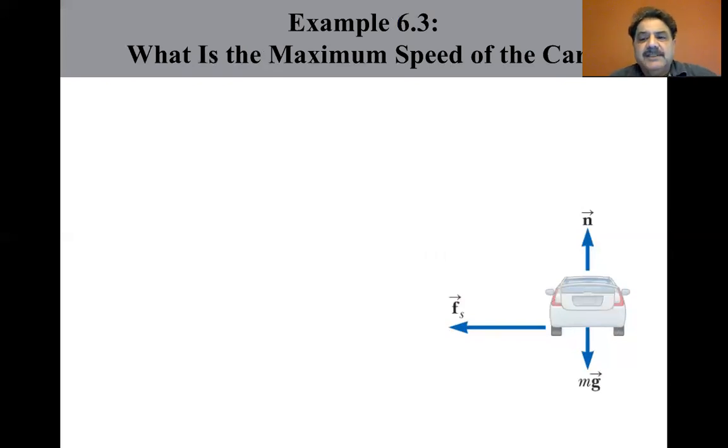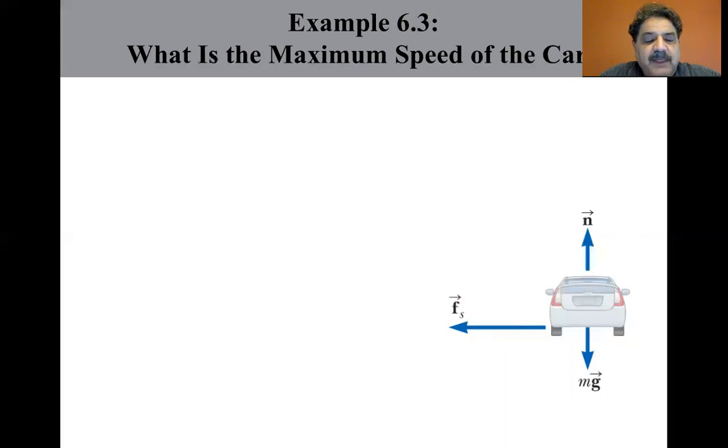Let's analyze this. The back view of the figure shows the forces on the car. The force that enables the car to maintain its circular path is the force of static friction. It is static because no slipping occurs at the point of contact between the road and the tires. If this force of static friction were zero, for example, if the car were on an icy road, the car would continue in a straight line and slide off the curved road.